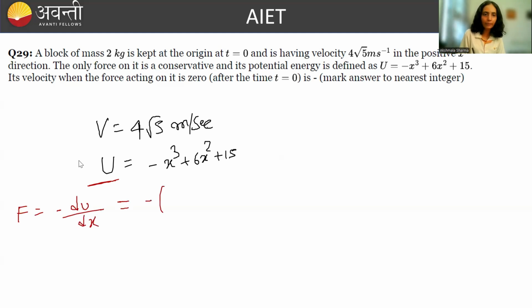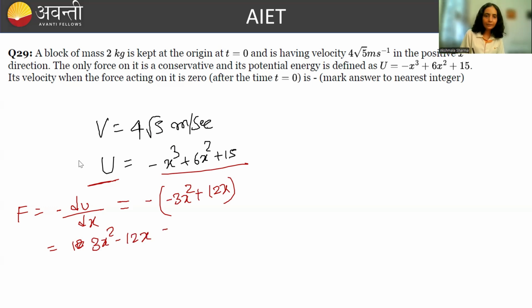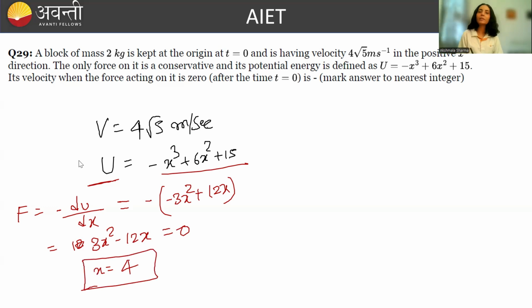So do the same thing, minus, differentiate with respect to x, so that will come as minus 3x square plus 12x. Okay. So force is equal to 3x square minus 12x. Okay, and this is 0 when x is equal to 4. So at x equal to 4, force is 0. So we have to calculate velocity when displacement is how much? 4 unit.